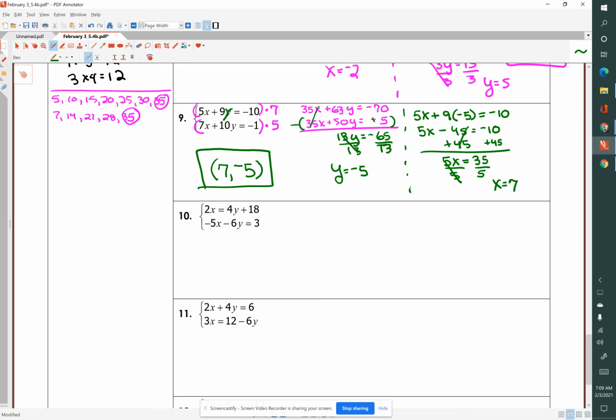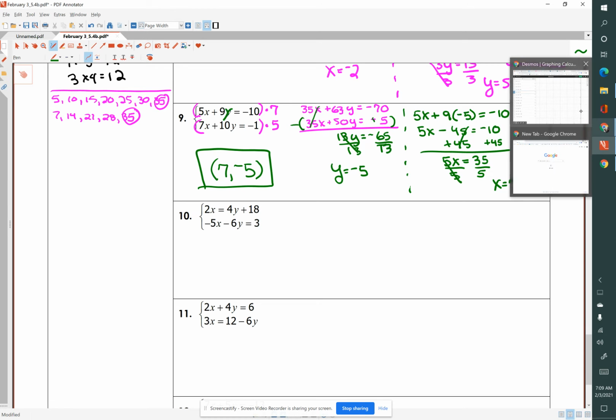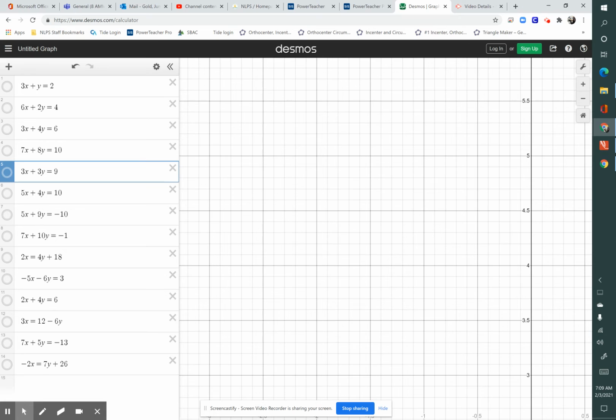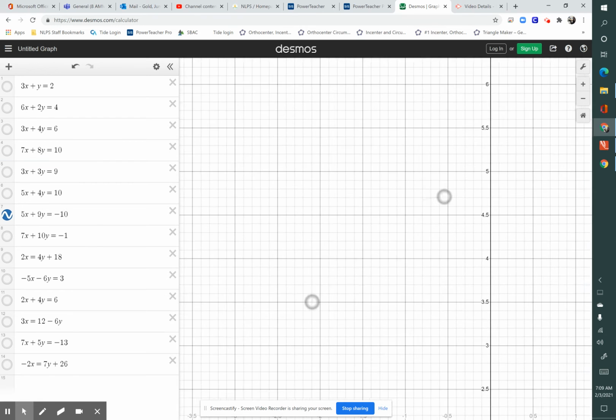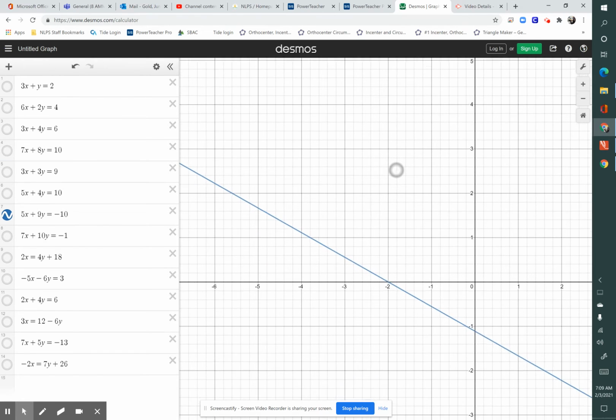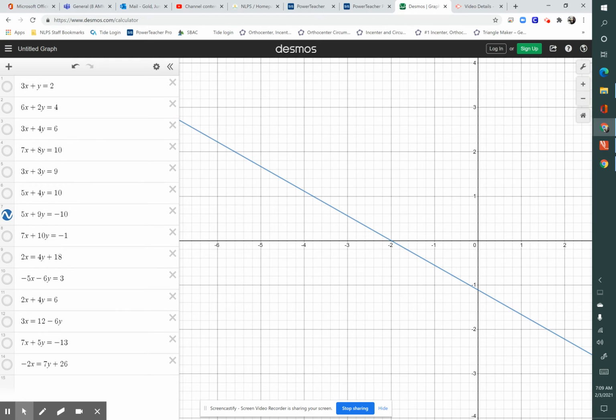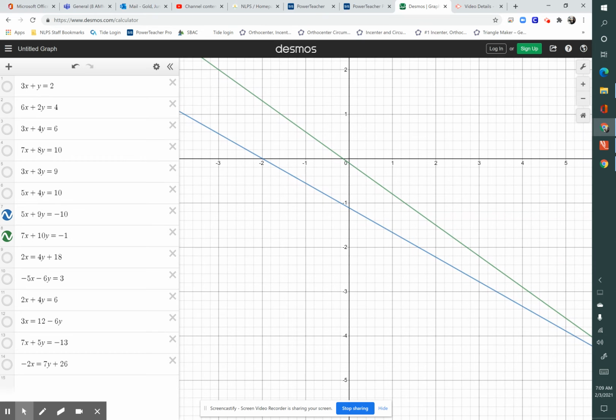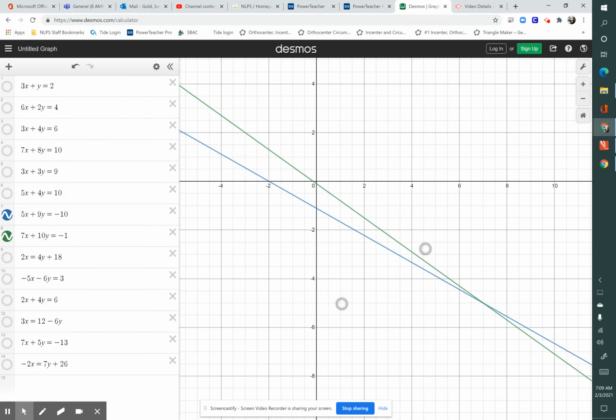And of course, let's take a look at that graph, which is the greatest way to check your work and make sure you've done it right. So 5x plus 9y equals negative 10. There it is. 7x plus 10y equals negative 1. And we're looking for a solution of 7, negative 5. And our solution is right there at the intersection of that blue and green graph. Beautiful graph. I love that graph.